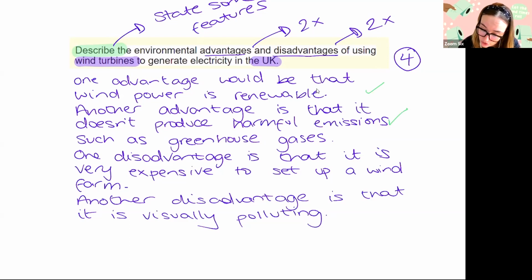I've also got 2 disadvantages. Okay, and again, these disadvantages are different. I've talked about pollution in both of them, but one of them is... well, I haven't talked about pollution actually in both of them, but one of them is visually polluting. And I could also have said here that they don't produce any emissions at all. Okay, I've already done that. Sorry, I've written an answer and I'm just not even thinking about what I've written. So that is a 4 out of 4 mark question.